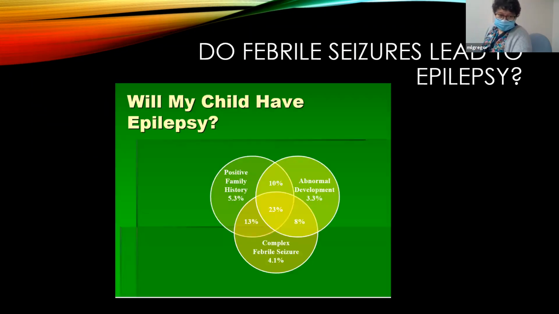So will my child have epilepsy? Your glorious Venn diagram. So you can see the various risk factors increase your risk, but if you have developmental delays, a family history, and a complex febrile seizure, then you have 23% risk.